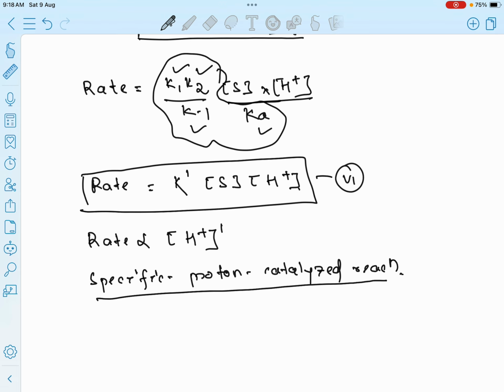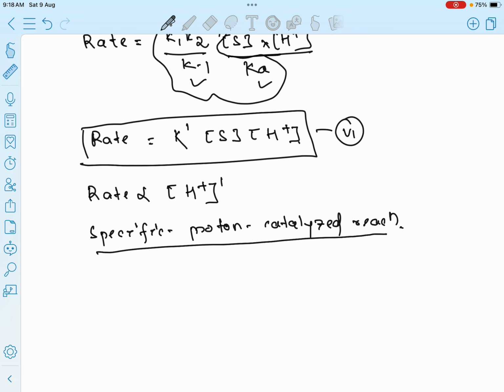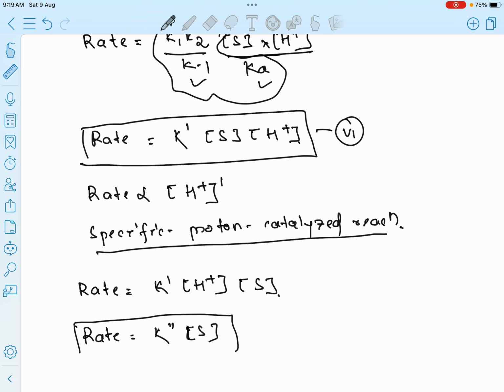So this equation 6, we can write in a different form. Let us say your rate is equal to K dash into H plus concentration into substrate concentration. So let us consider another K double dash into substrate concentration. That means your rate is directly proportional to the initial concentration of the substrate molecule.